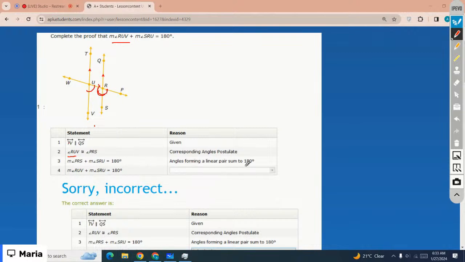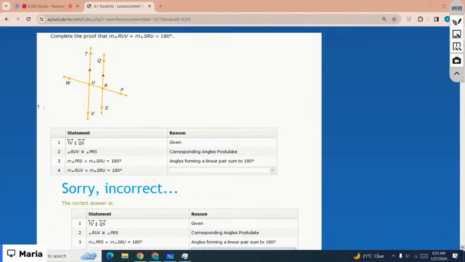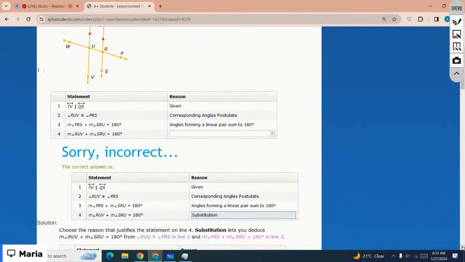Angles forming a linear pair sum to 180. Then that means the measurement of angle RUV plus SRU equals 180. That is substitution.